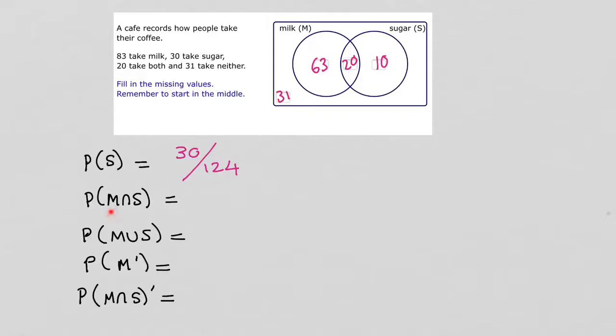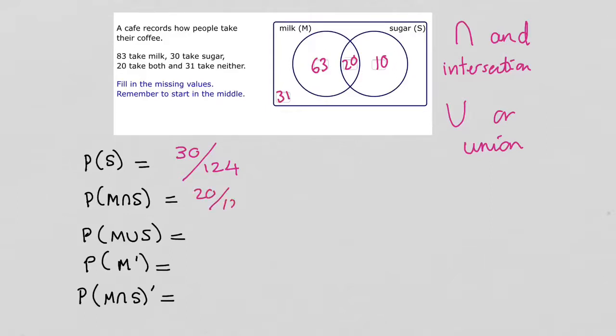Probability that someone takes milk and sugar. So if you don't remember that, that is an and. That's an intersection. So that's an intersection symbol. That is an or, and that's called a union. So we want the people who take milk and sugar. Well, that's that intersection there. So 20 out of 124.